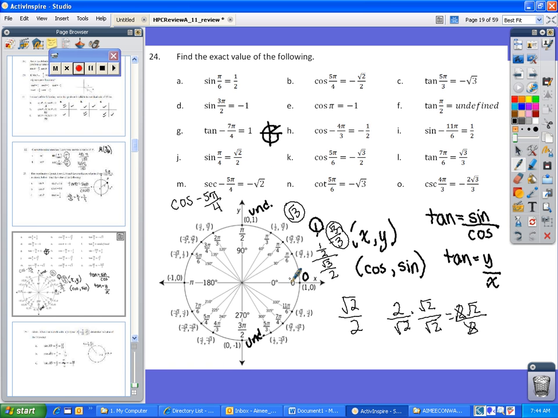Cotangent of 5 pi over 6, I'm going to go around to 5 pi over 6. My reference angle is 30 degrees, which means it would be root 3 over 3. However, I want cotangent, so I take the reciprocal and I'm left with negative root 3. Cosecant is the reciprocal of sine, so if I find the sine and take the reciprocal, then I will have my cosecant value. So 4 pi over 3 is in the third quadrant, and sine in the third quadrant is negative. The sine value for 4 pi over 3 would be negative root 3 over 2. However, I want the reciprocal of that, so that's 2 over root 3. Rationalize the denominator and you're left with negative 2 root 3 over 3.